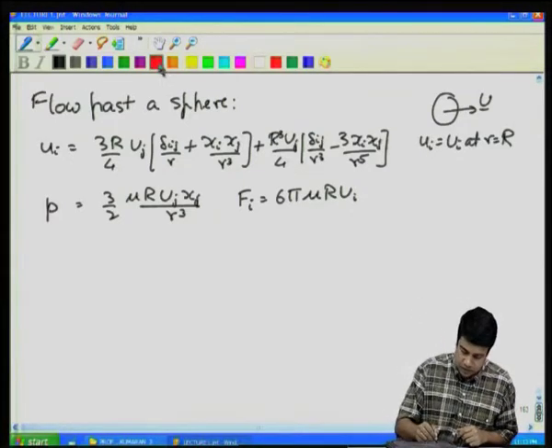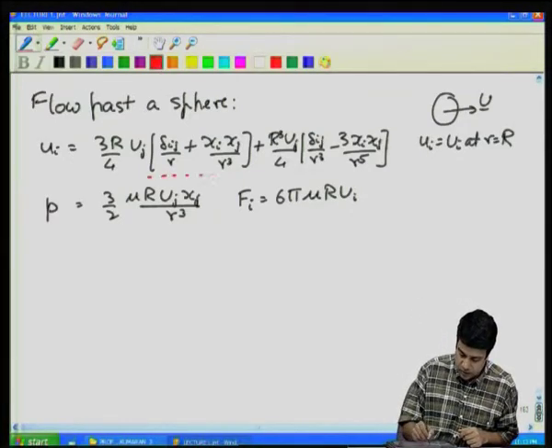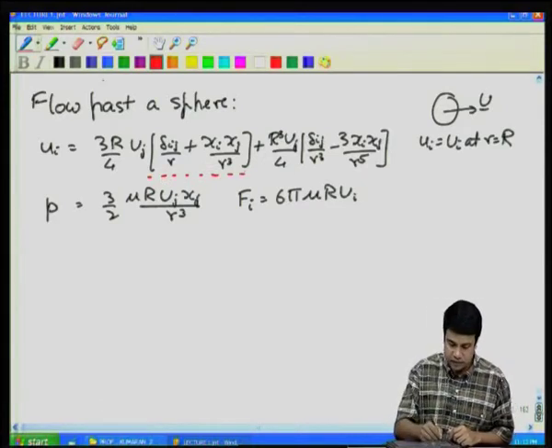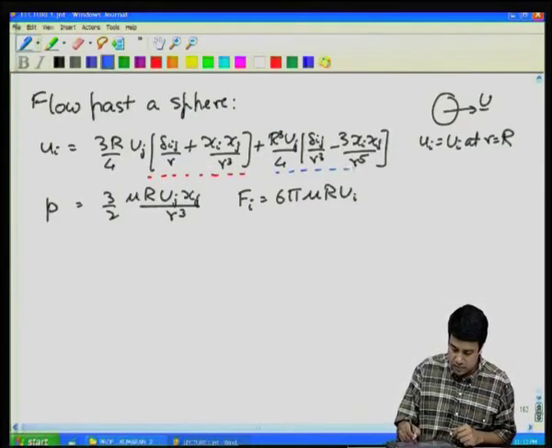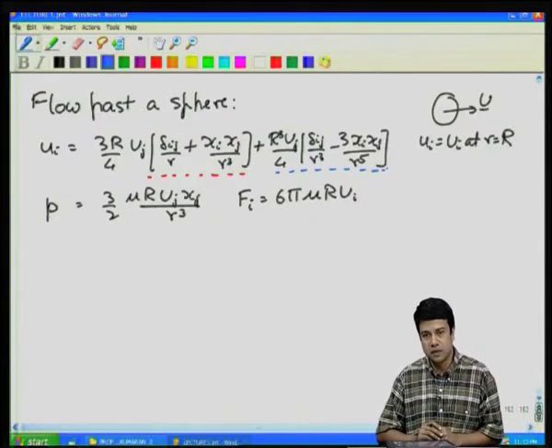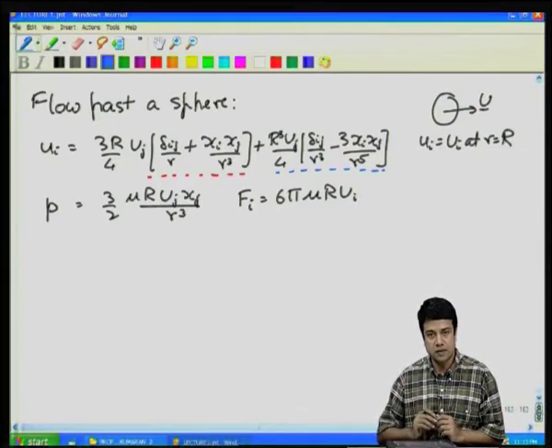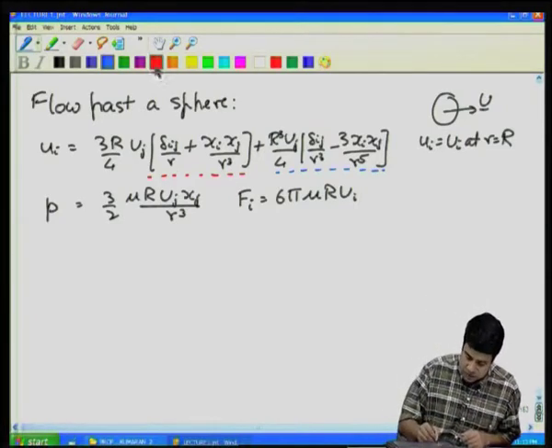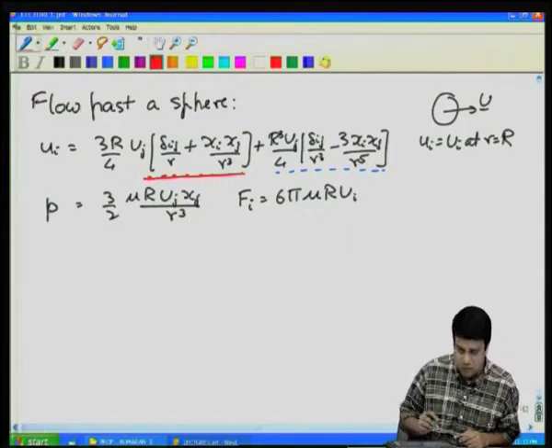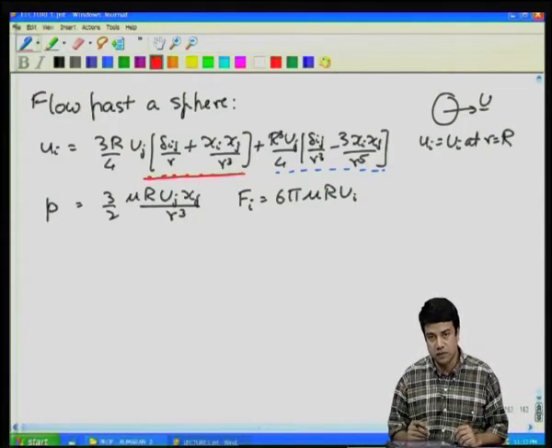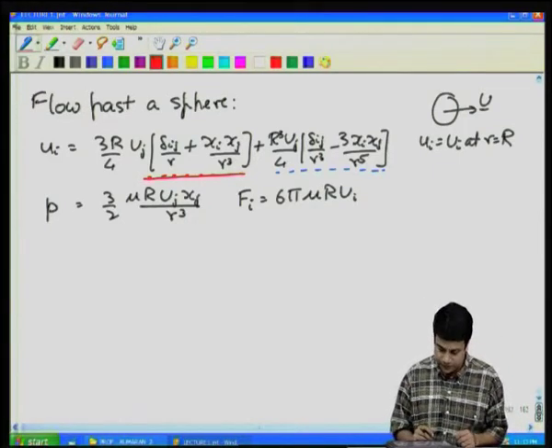Note that there are two terms here, one which decays proportional to 1 over r as r goes to infinity, and the other which decays proportional to 1 over r cubed. So, obviously, if you are sufficiently far from the sphere, if your position vector is large compared to the radius of the sphere, the only contribution that you will see is the one due to 1 over r, because the one proportional to 1 over r cubed is much smaller.